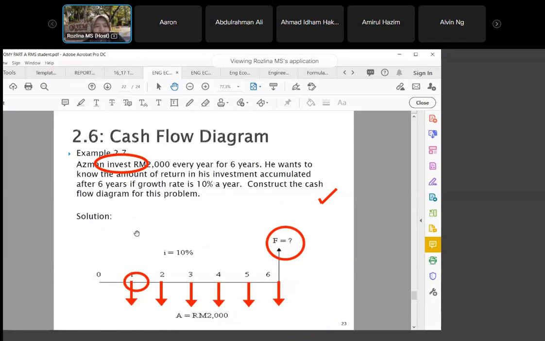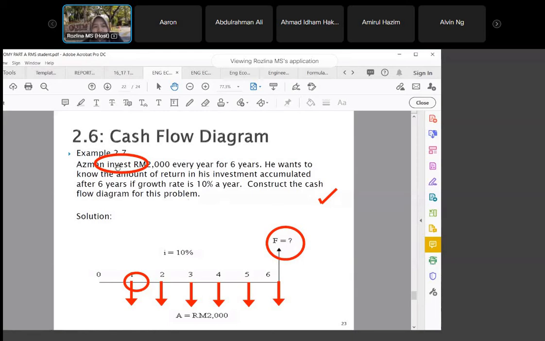Azman invests 2,000 ringgit every year for 6 years. He wants to know the amount of return on his investment accumulated after 6 years. Accumulated, that means A, every year accumulated after 6 years, if the growth rate is 10% a year. Construct the cash flow diagram for this problem.